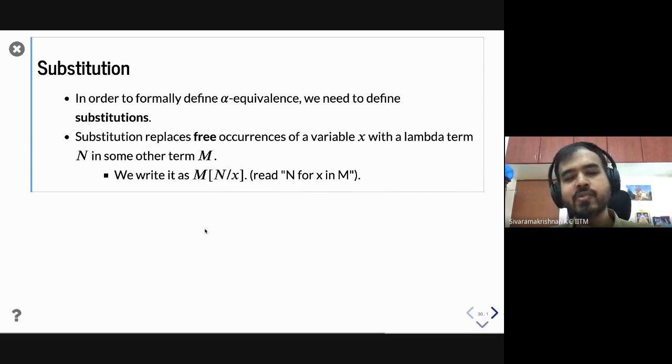It's written in a very strange way. This is the syntax that the textbook follows, so I'm sticking to this syntax.